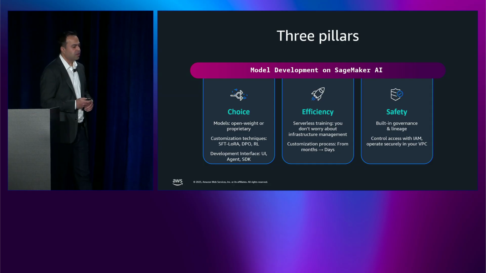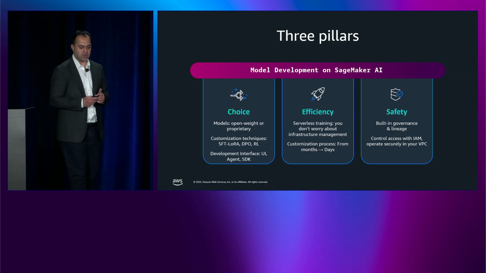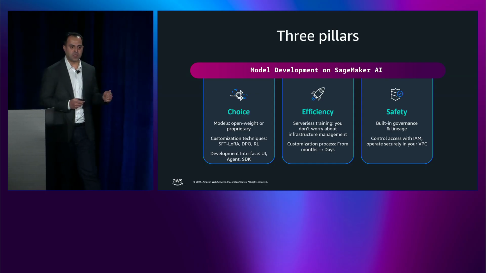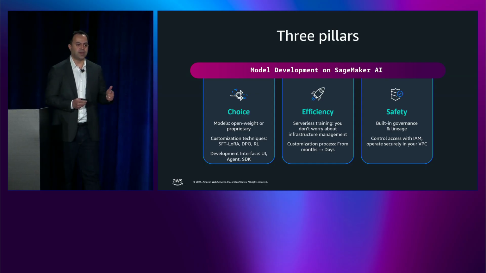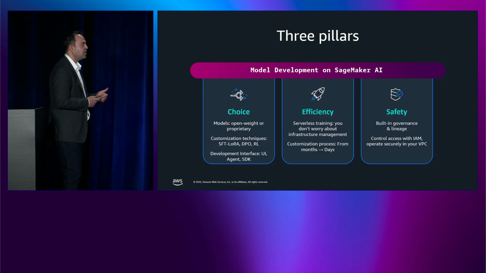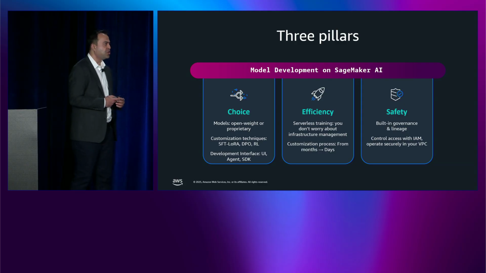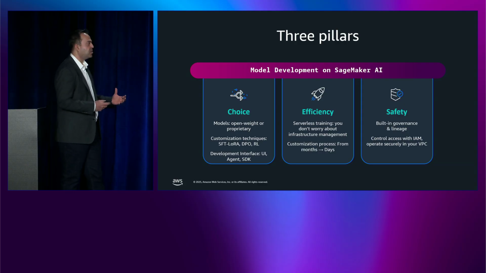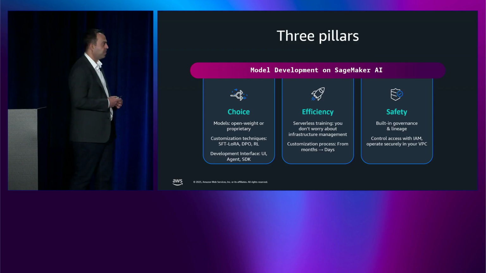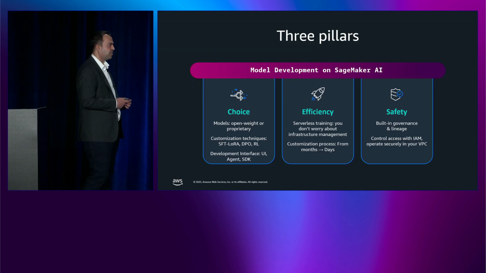So to summarize, there are three important pillars when it comes to model development on SageMaker AI. The first is choice, and we use this as a core design tenet in all our capabilities, where we offer choice of different models that you can use and customize, choice of different customization techniques, and also choice of different interfaces from UI to SDK to agent. We also focus on efficiency. So with the new serverless experience, you don't have to worry about infrastructure management, and it reduces the time for customizing your models from months to days.